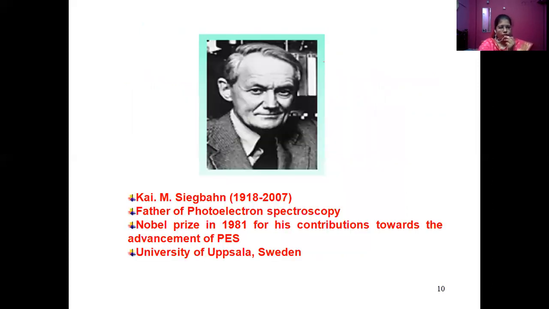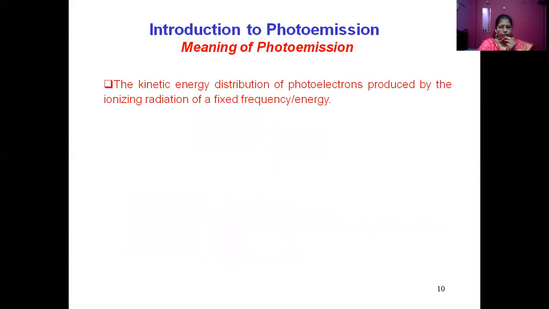So this is Kai M. Siegbahn, 1918 to 2007. He is the father of photoelectron spectroscopy and received the Nobel Prize in 1981 for his contribution towards the advancement of photoelectron spectroscopy. He worked at the University of Uppsala, Sweden.